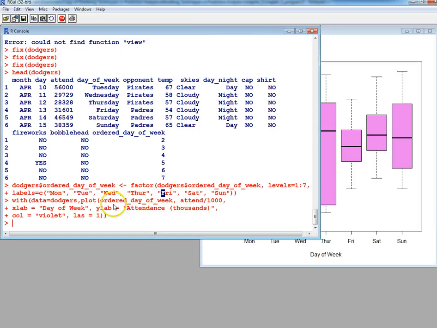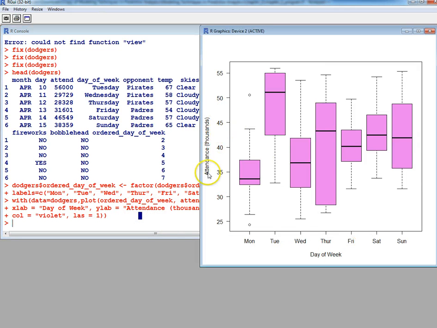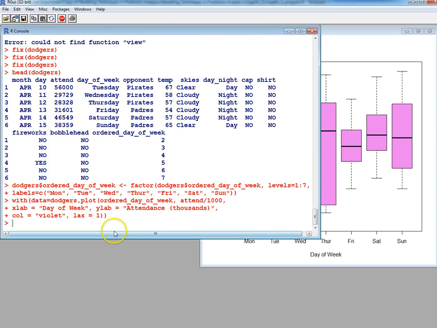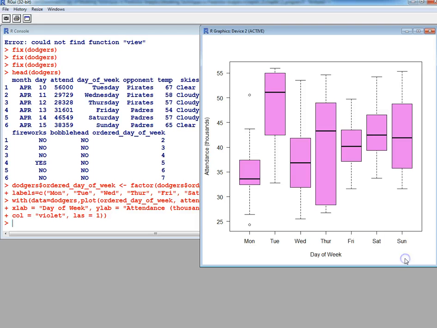So we did that, and the X label is day of the week, and the Y label is attendance in thousands, and the color is violet, and I forget what this does right now. Okay, you can look up this argument to see what it does. Okay? So what can we see? Now we're trying to do some analysis here, and we spent like the last 20 minutes just looking at the R code, but we really want to look at the analysis. So what does this tell us, if anything? Is it useful to have done this at all?